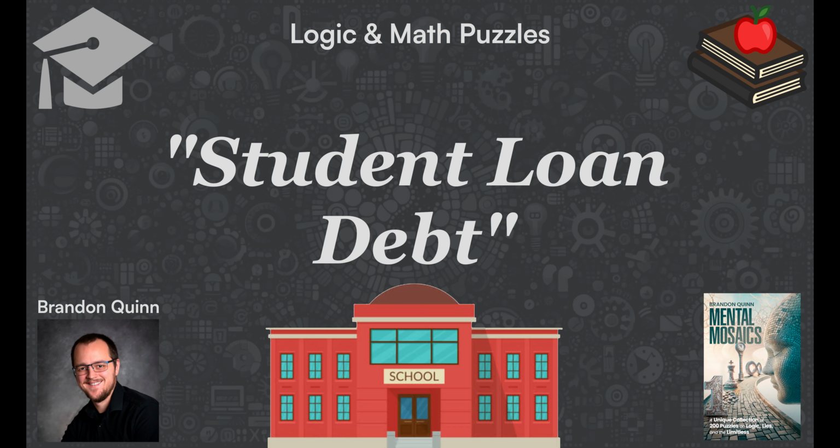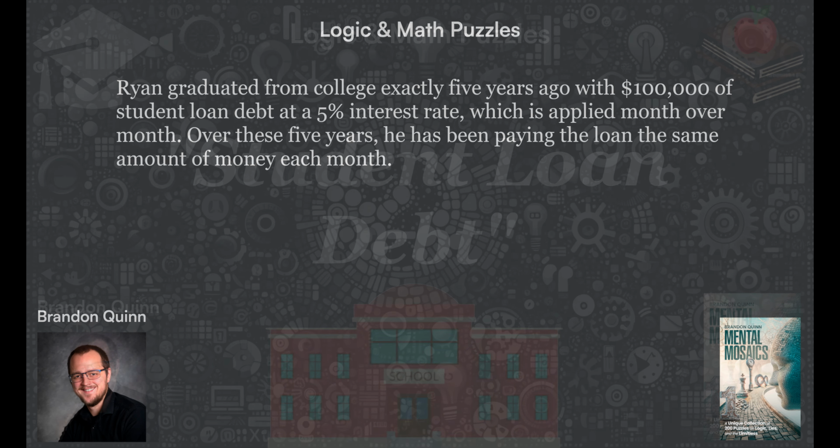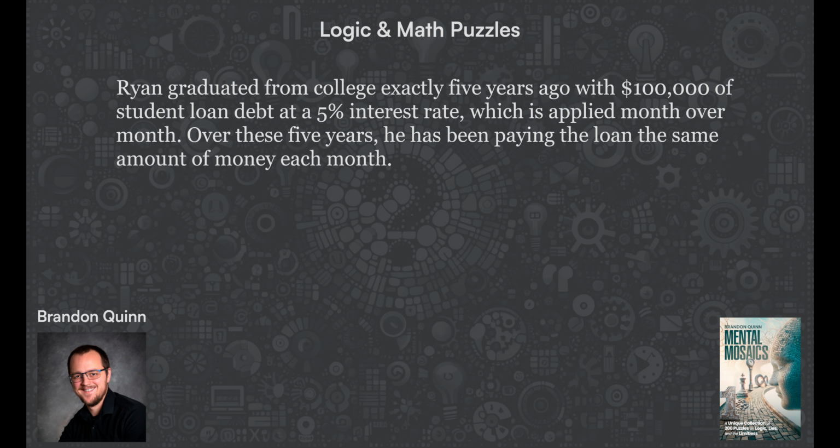In this video, we're going to take a look at an interesting but counterintuitive puzzle from my book Mental Mosaics called Student Loan Debt. A man named Ryan graduated from college exactly 5 years ago with $100,000 of student loan debt at a 5% interest rate, which is applied month over month.